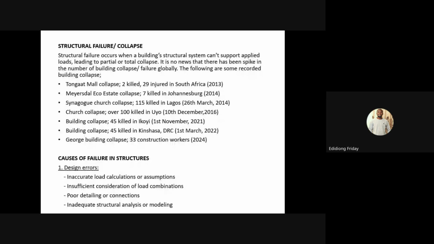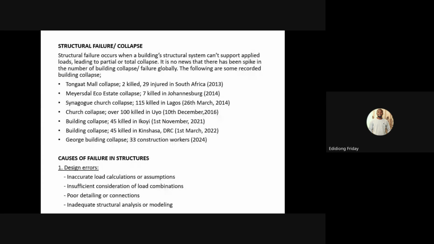The first here is design errors. This is caused by inaccurate load calculations or assumptions. I remember in the earlier part of this class, I mentioned load calculations, which is key to a structural design. Now, if your load calculations are not done properly, your analysis may be correct and your design may be correct in line with your load calculations, but in reality, it is going to fail.